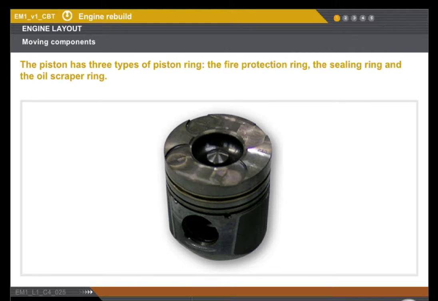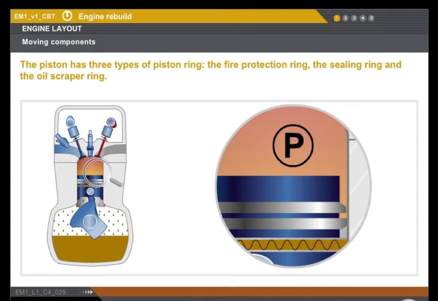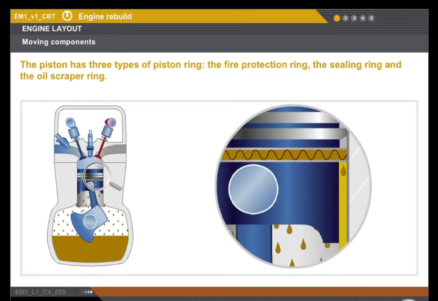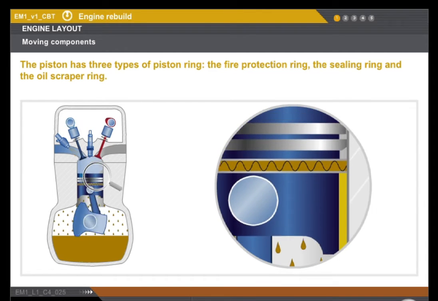The piston has three types of piston ring, which are circular rings made of soft cast iron, sometimes steel, with a split groove which gives them a certain amount of elasticity. The fire-protective piston ring prevents the passage of flames towards the oil sump. The sealing ring maintains the gas compression. And the oil scraper piston ring prevents oil from flowing into the combustion chambers.